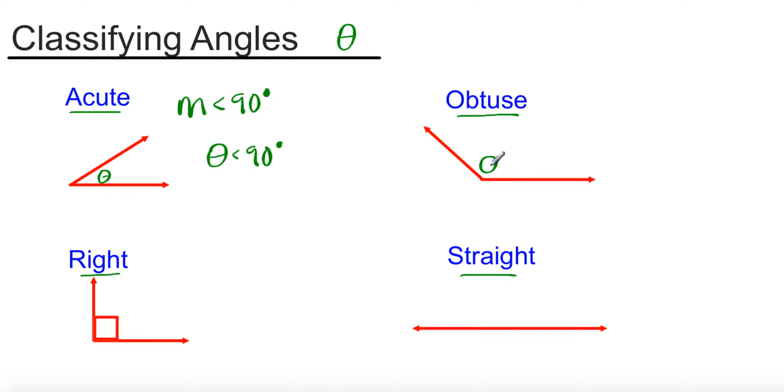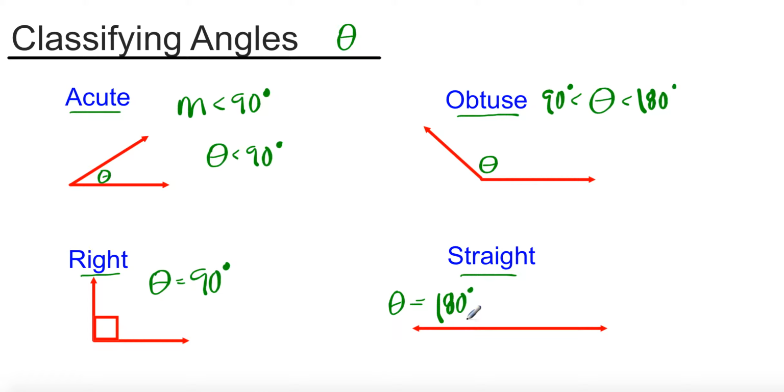If theta is greater than 90 degrees but less than 180, so in other words, if the angle measures between 90 and 180, we say it's obtuse. If theta, our angle, measures 90 degrees, then it's a right angle. And over here, your straight angle measures 180 degrees. That's a straight line. Okay, so those should probably look familiar.